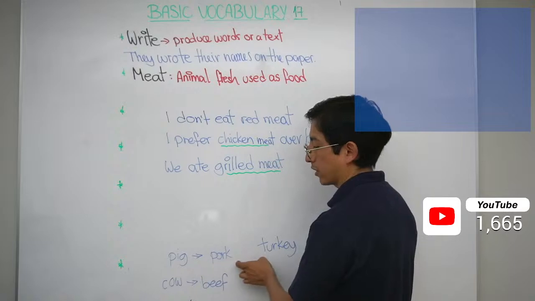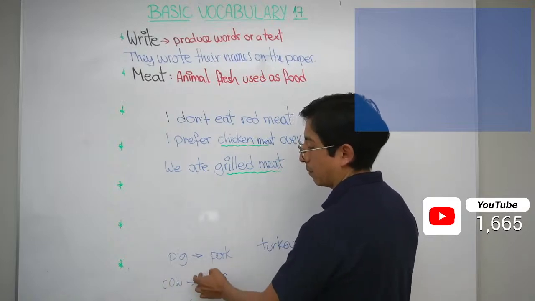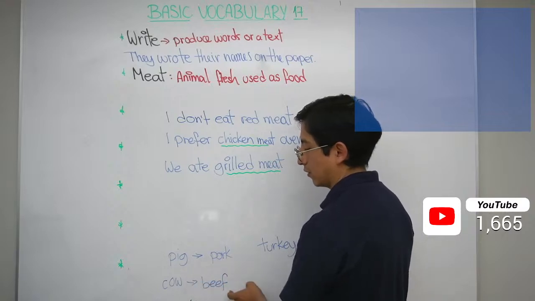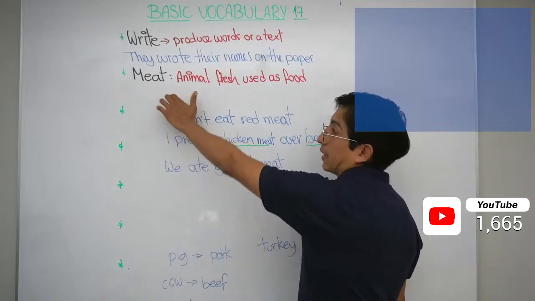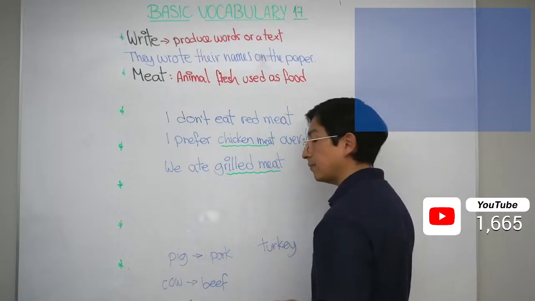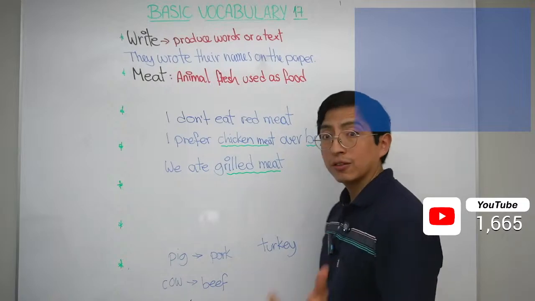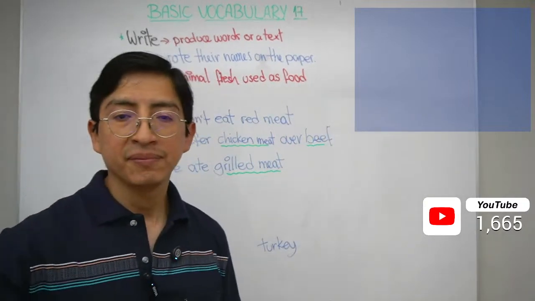Ok, pork. Y lo mismo en el caso de cow. Cow, estamos hablando de vaca. Beef, estamos hablando de la carne de ternera. Entonces, meat se puede referir a carne en general. Very good. Muy bien. Vamos a leer sus oraciones entonces. Okay, let's read your sentences now.